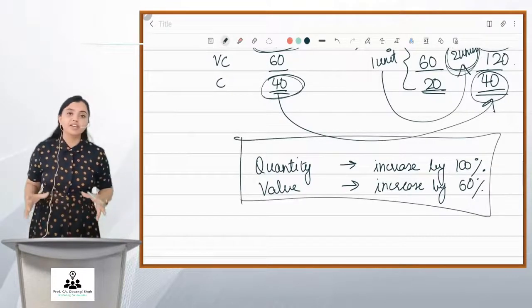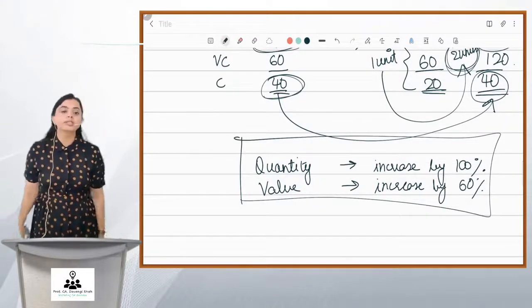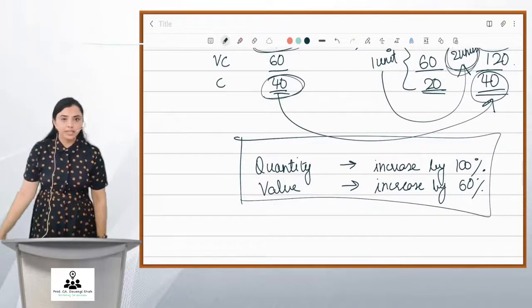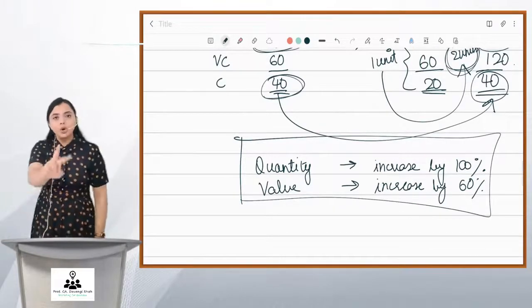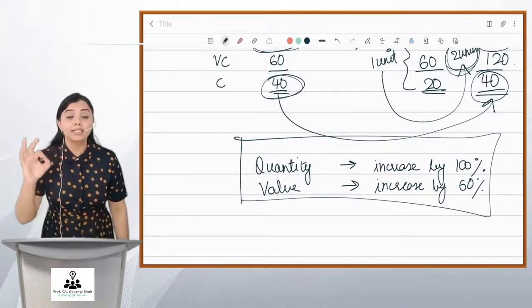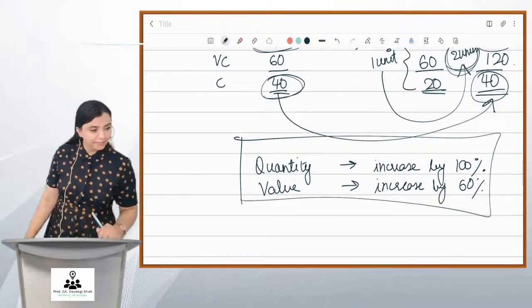That is nothing but sales value increasing by 60%. I hope you have understood this, friends. Please write in the comment section whether you have understood this sum. First we were earning 40, now we are earning 20. So to earn 40 again, quantity should be doubled and sales value should increase by 60%. Please let me know in the comment section if you have understood the sum.